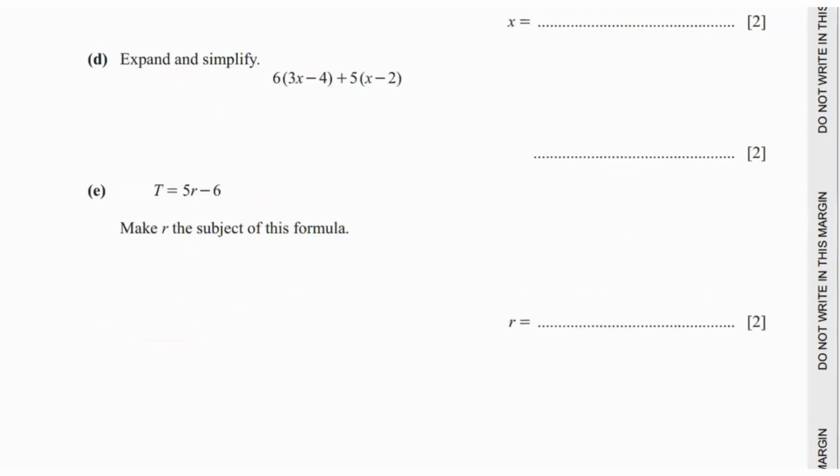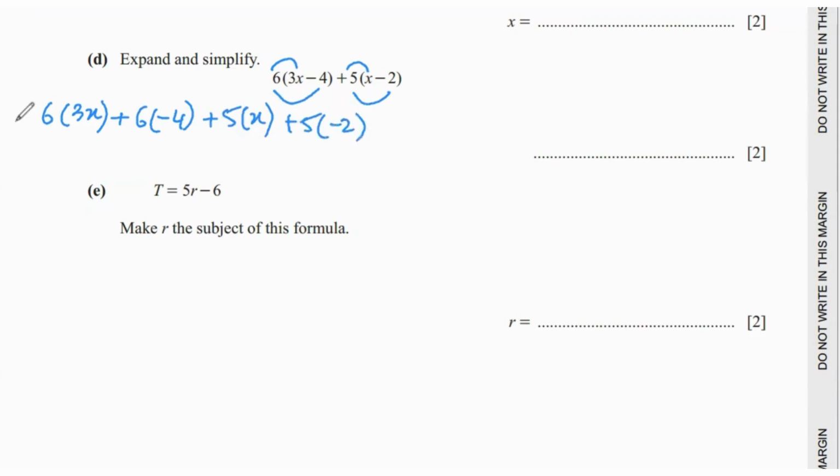Then it says expand and simplify. So we begin with expanding the brackets. 6 gets multiplied to 3x and negative 4, and 5 to x and negative 2. So 6 times 3x plus 6 times negative 4 plus 5 times x plus 5 times negative 2. That's 18x minus 24 plus 5x minus 10.